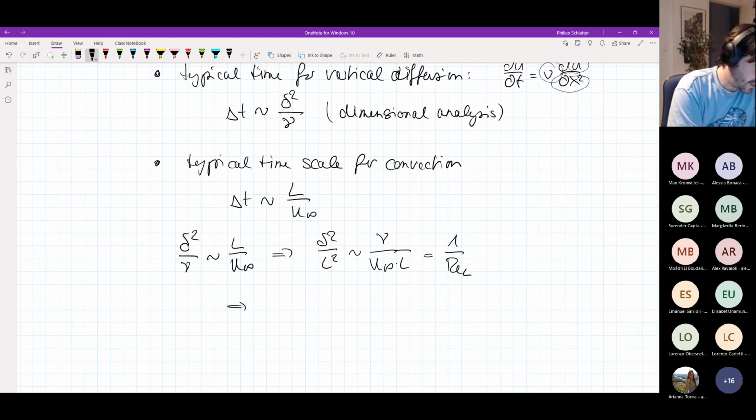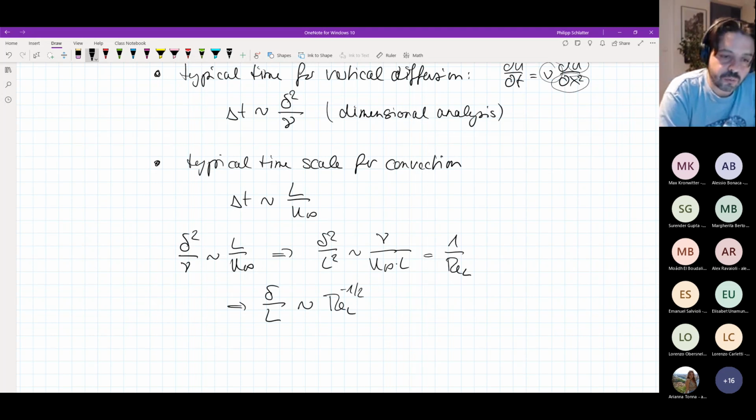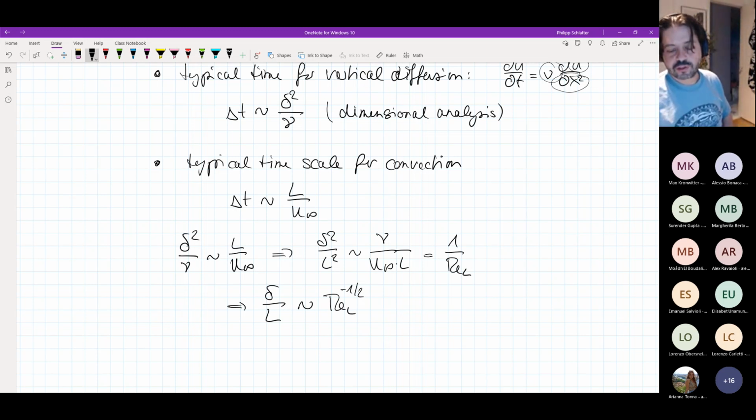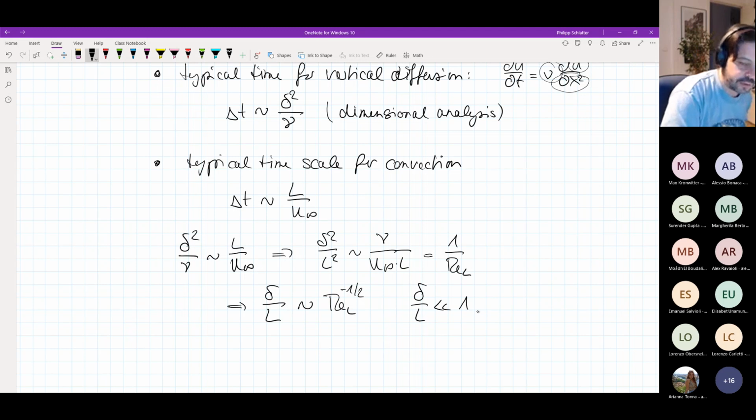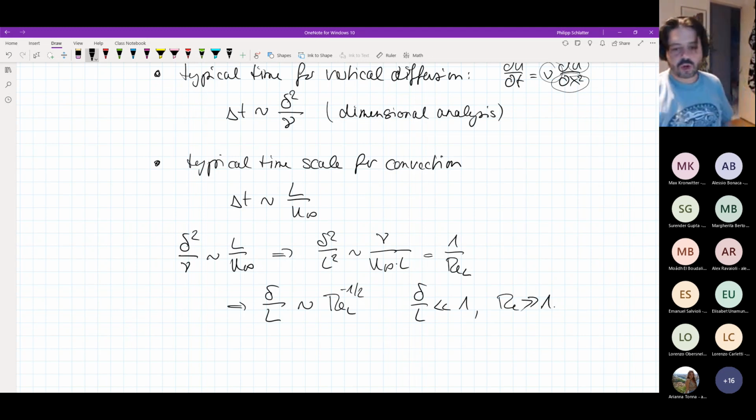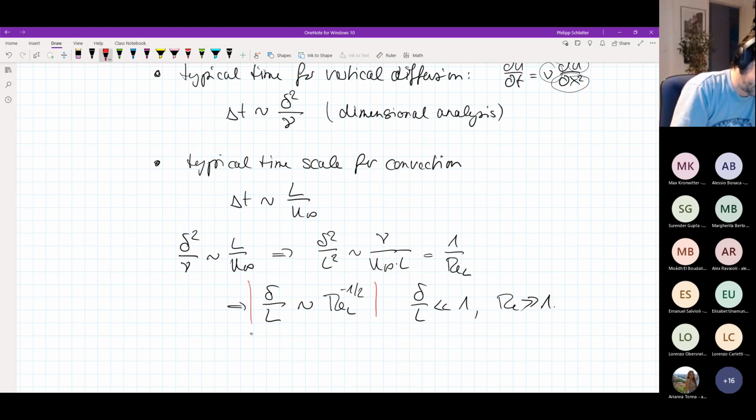So that means if we are now interested in just the thickness of our boundary layer, so delta divided by L, this is something that is proportional to the Reynolds number, Reynolds L, to the power of -1/2. And of course, this is a very interesting result because now we know that the thickness of my boundary layer in relation to the global dimensions is something that grows as a function of Reynolds to the -1/2. And this is valid for delta divided by L being much, much smaller than 1. And of course, that means that Reynolds is much, much larger than 1. So in the high Reynolds number limit. So this would be the important scaling that we have now found just based on dimensional analysis.